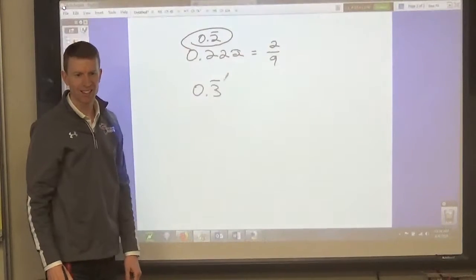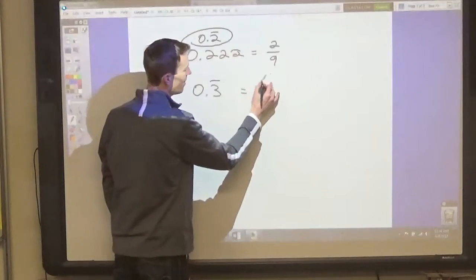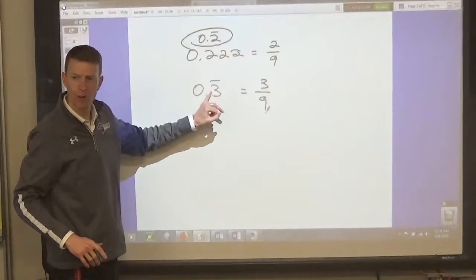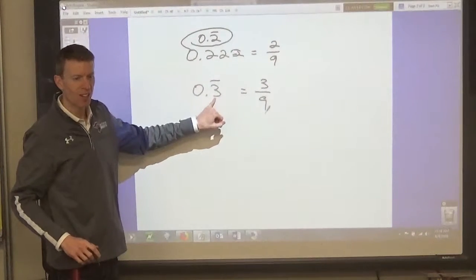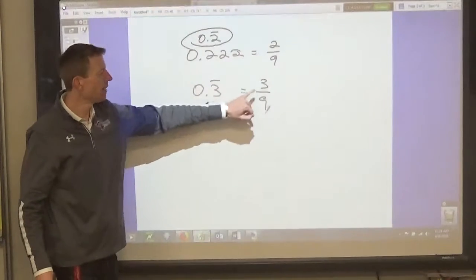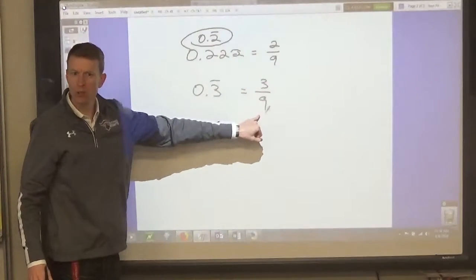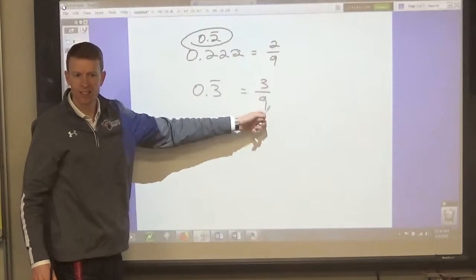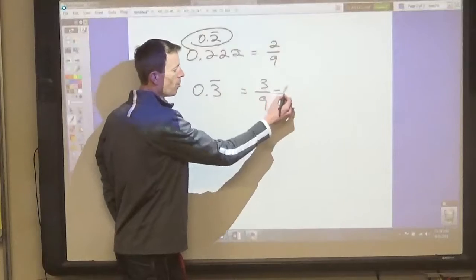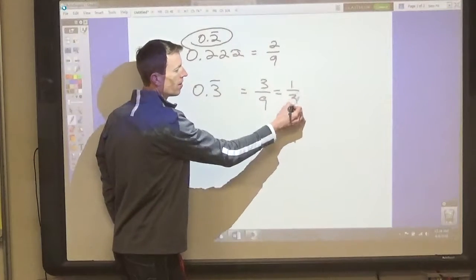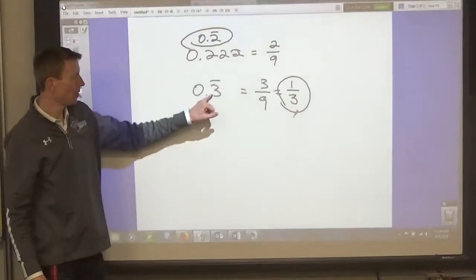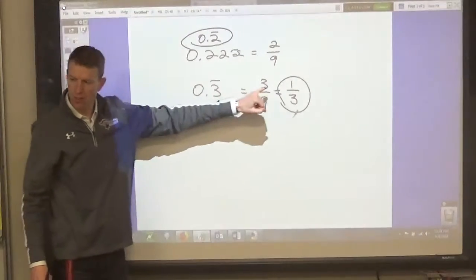Becky? 3/9. Hold on. I'm not on the worksheet, I'm talking to you about repeating decimals. Well, 3 ninths. How can you reduce 3 ninths? Bennett? Yeah, divide them both by 3 and you get 1/3. So 0.3 repeating is 1/3.